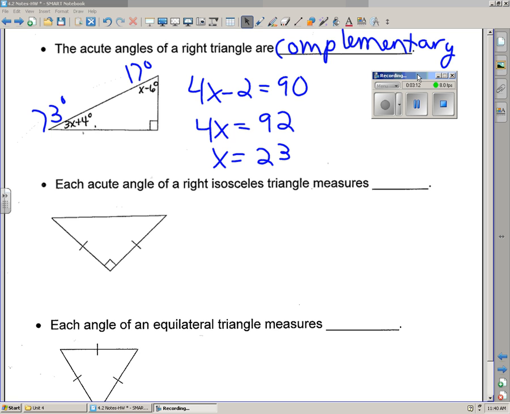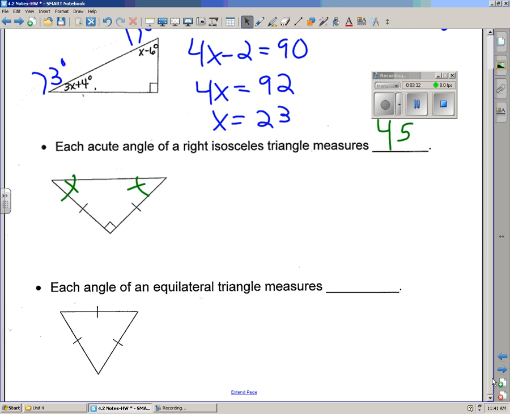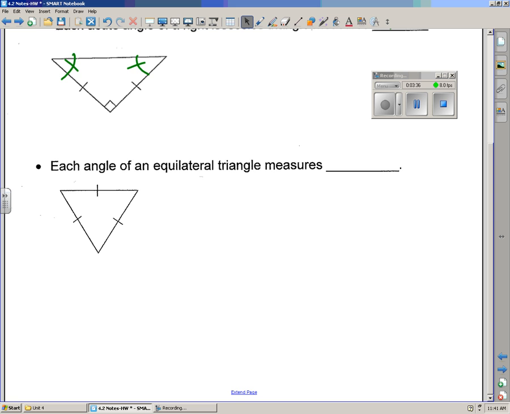When you have a right isosceles triangle, then each acute angle has to be 45 degrees. And that should make sense because if it's isosceles, then in a triangle, the angles opposite the congruent sides are congruent. So each of those has to be 45 degrees. If you're dealing with an equilateral triangle and all three sides are the same, then all three angles must be the same, and each angle here must measure 60.